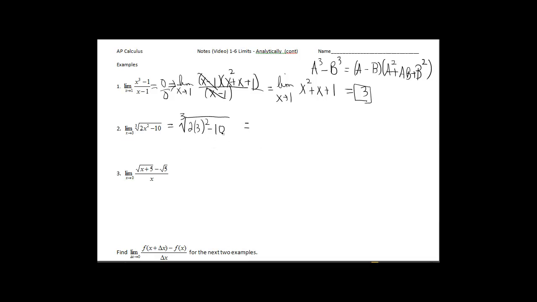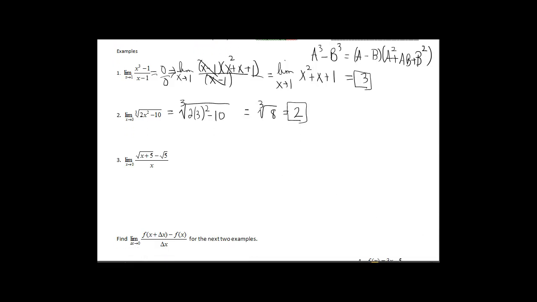9 times 2 is 18. 18 minus 10 is 8, so it becomes the cube root of 8. Nice. That's equal to 2. So nothing interesting there, just maybe the cube roots. Okay. Third example here. Go ahead and quickly plug in 0 and see what happens.